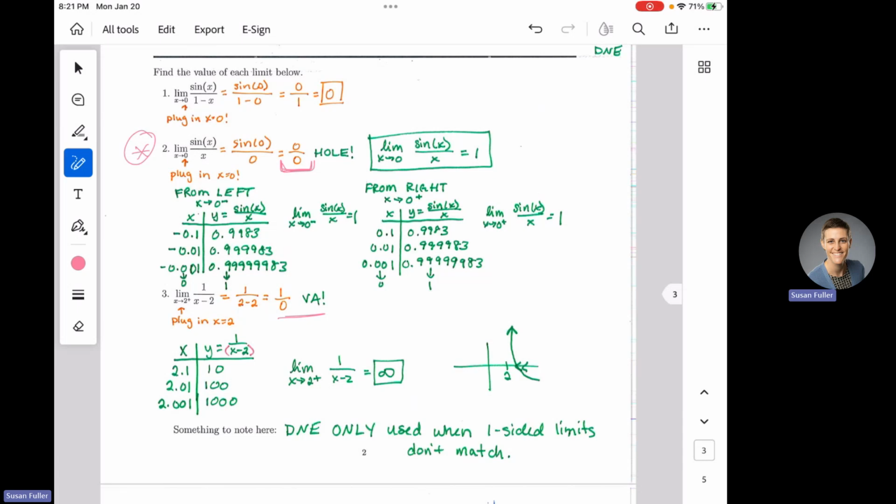Notice from the left, this function went to 1. From the right, this function went to 1. So the limit as x approaches 0. Oh, well, that's from the right. Sorry. They both match, right? So our two-sided limit then is also 1. So we already know what that is.